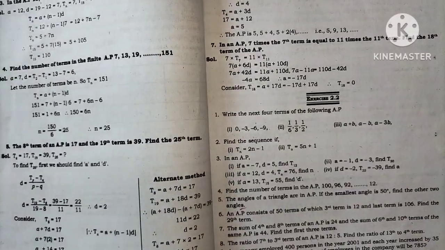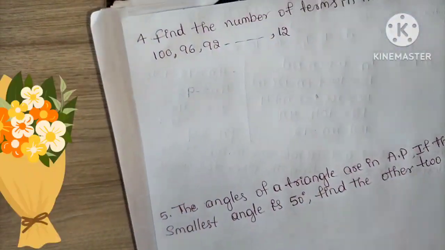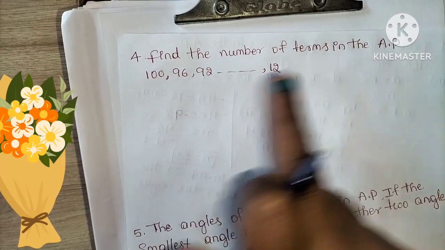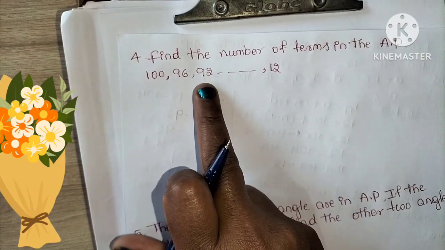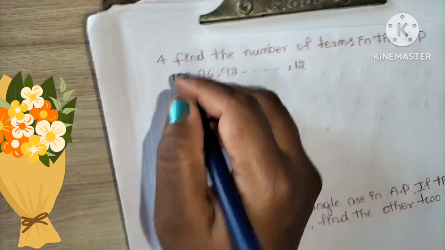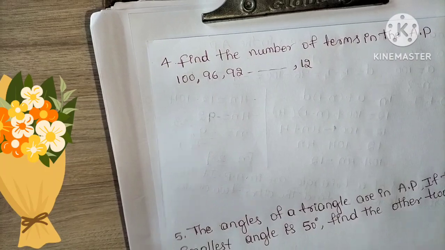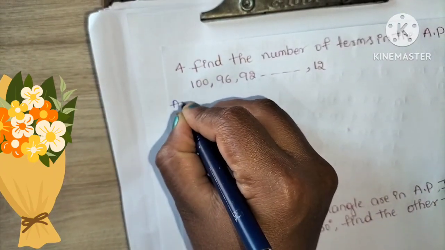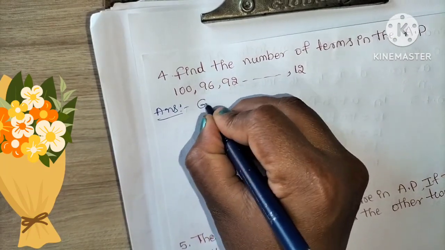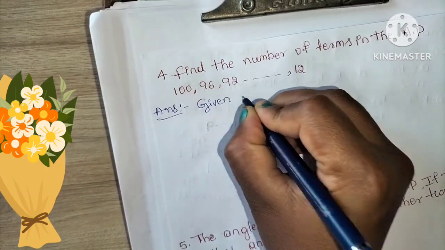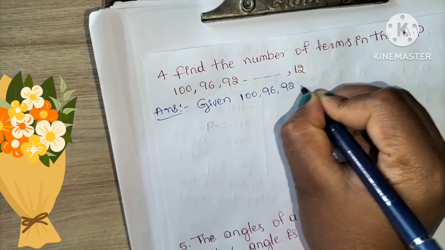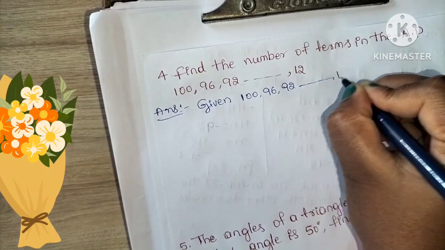So this is the fourth question. What is the fourth question here? Find the number of terms in the AP 100, 96, 92 and so on, up to 12. Here they have given the arithmetic progression. First write out the given arithmetic progression: 100, 96, 92 and so on, 12.